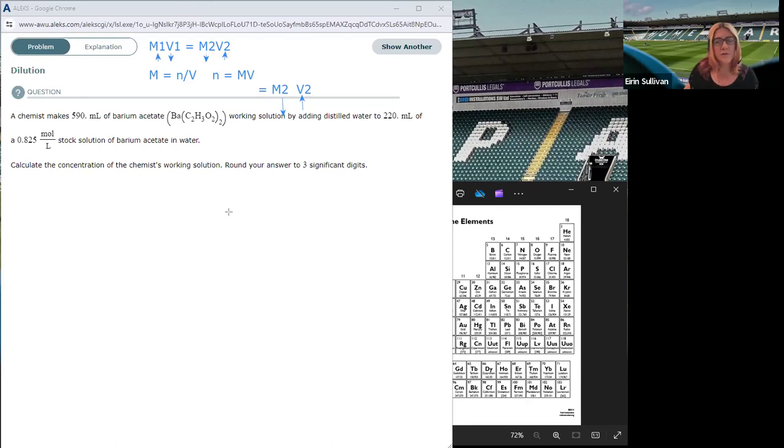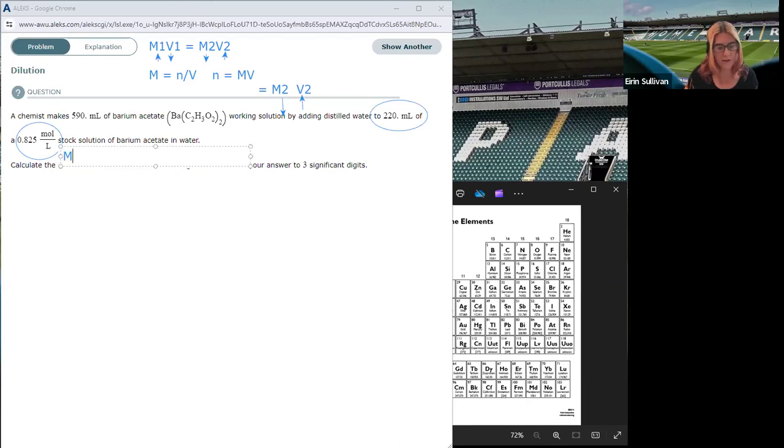So basically it's always going to be a question of three things and you have to work out the fourth. The important thing is working out what is what. A chemist makes 590 milliliters of barium acetate working solution, so that's going to be the dilute solution, by adding distilled water to 220 milliliters of a 0.825 moles per liter stock solution. So these are talking about your stock solution or concentrated solution.